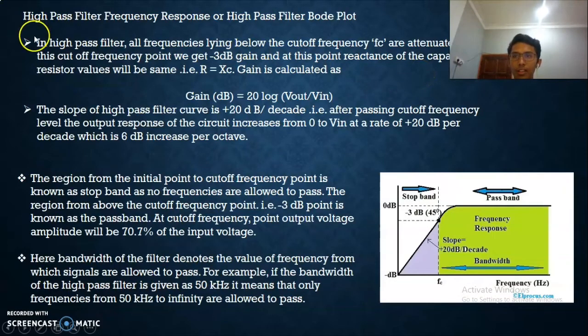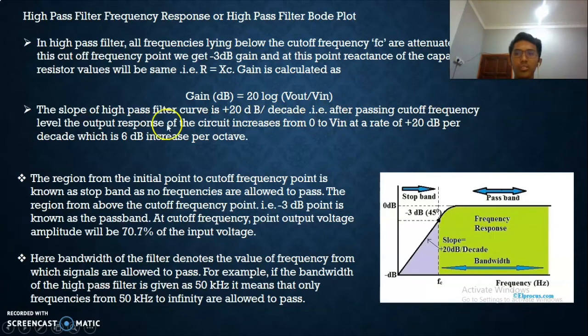Next, in a high pass filter, all frequencies lying below the cut-off frequency are attenuated. At this cut-off frequency point, we get negative 3 dB. At this point, the reactance of the capacitor and the resistor values will be the same, and gain is calculated with the formula: gain in decibels equals 20 log of V out over V in. And the slope of the high pass filter curve is positive 20 decibels per decade.